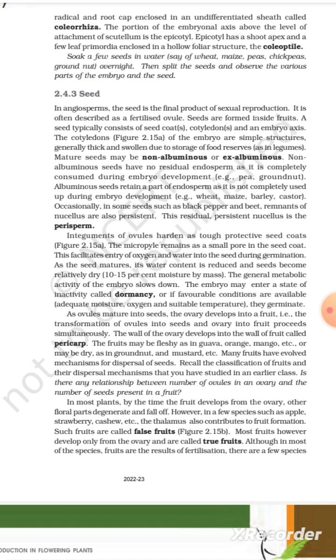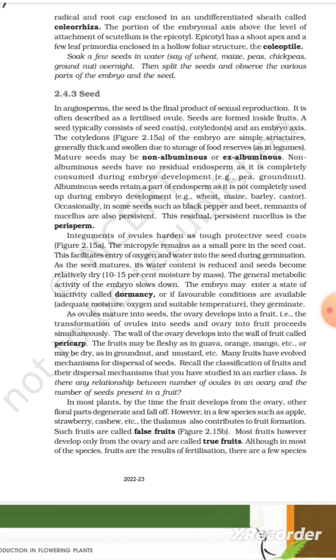Integuments of ovules harden as tough protective seed coats. Figure 2.15a: the micropyle remains as a small pore in the seed coat. This facilitates entry of oxygen and water into the seed during germination. As the seed matures, its water content is reduced and seeds become relatively dry, 10 to 15 percent moisture by mass.